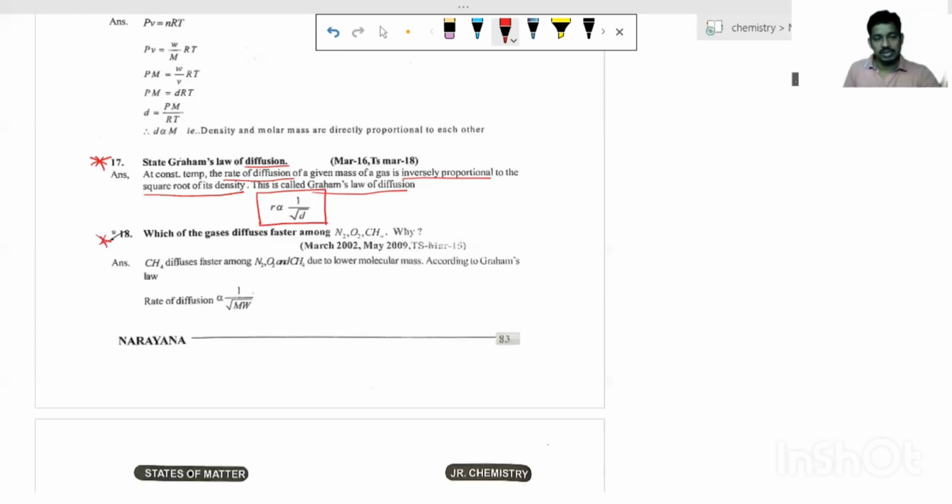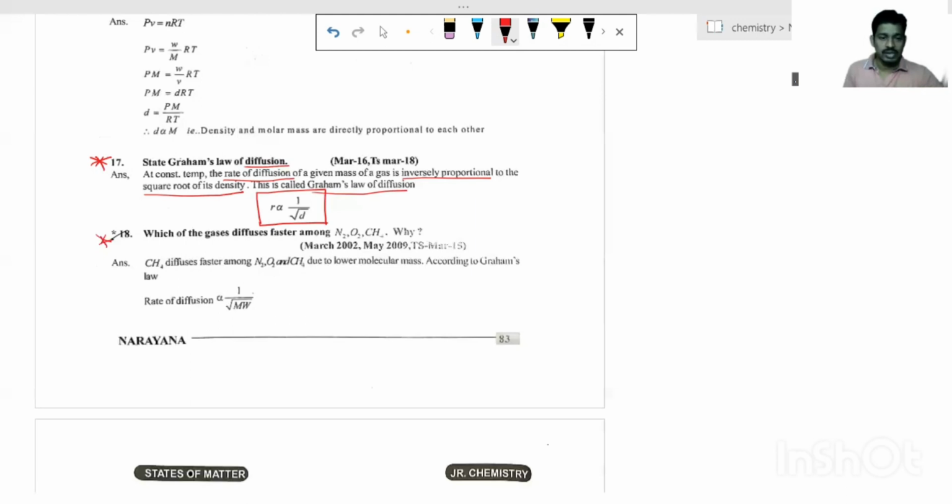Next, 18th question. This is also frequently asked: which of the gases diffuses faster among nitrogen, oxygen, methane, and why? So here just now we discussed the relation between rate of diffusion and density. So both are inversely proportional. The gas whose density is more, its rate of diffusion is less.